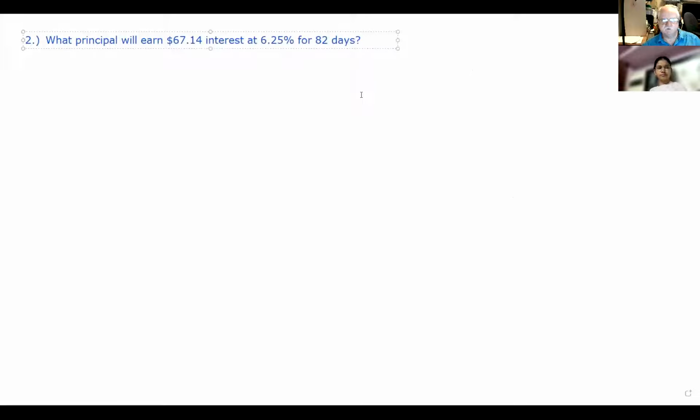They've said what principal will earn 67.14 interest at 6.25% in 82 days. So go back to that original equation we had. I equals PRT. And what they're expecting us to do now is turn this inside out. If we are solving for the principal, it'll be I over RT.